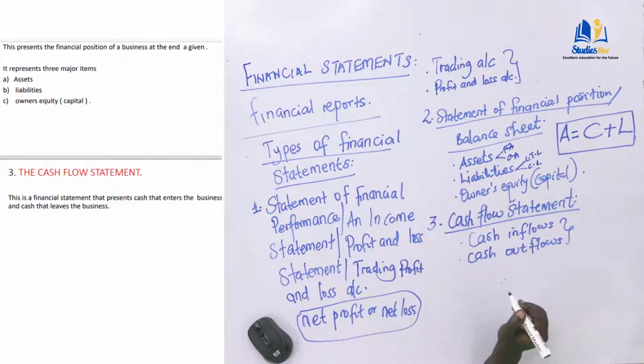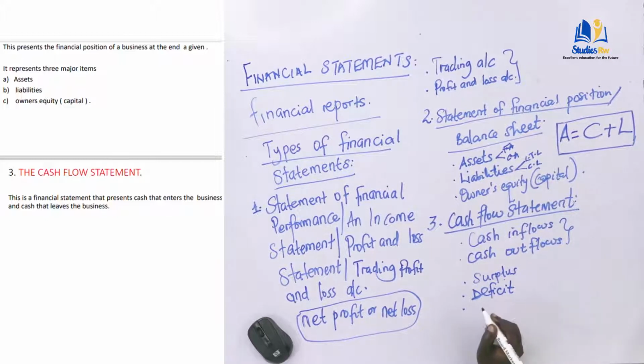Are my cash inflows greater than cash outflows? If they are greater, then we shall have what we call a surplus in the net cash position. But if cash outflows are greater than cash inflows, then we have a deficit. And if the cash inflows are equal to cash outflows, then we have an equilibrium. So we have to know that. A cash flow statement majorly represents the cash inflows or sources of cash by the business and how that cash is spent. Very important.